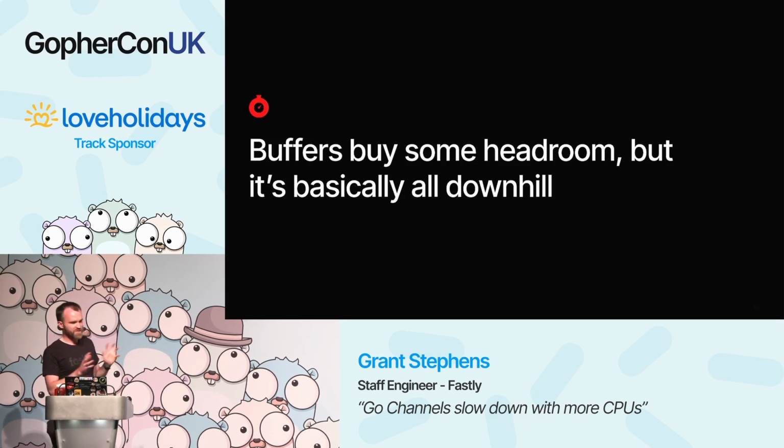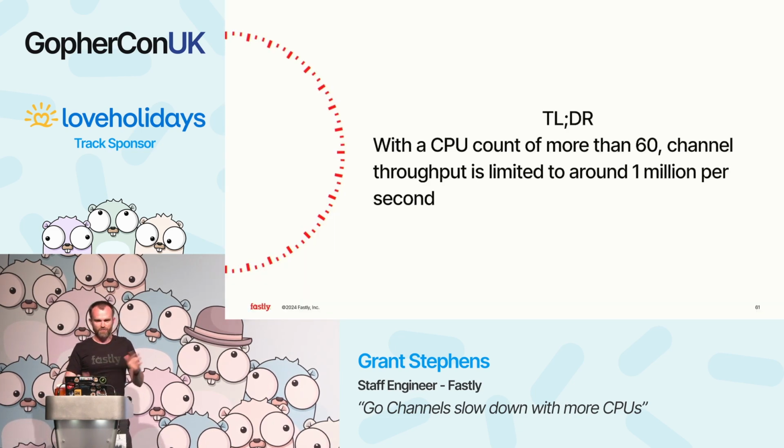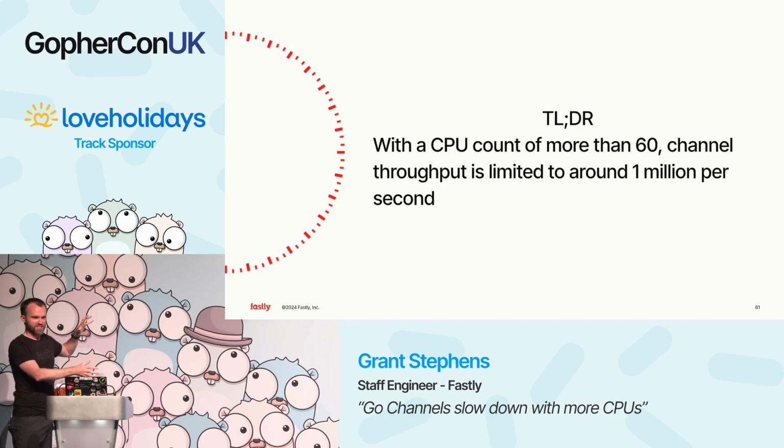So buffers buy some headroom, but it's basically all downhill as you increase the CPUs. For those of you that have fallen asleep, here's a TLDR of where we got to now. With a CPU count of more than 60, channel throughput is limited to around 1 million per second. That's kind of the gist of what you need to know. And that's about a 3x decrease from what you would have started at if you were running the benchmark on your laptop.